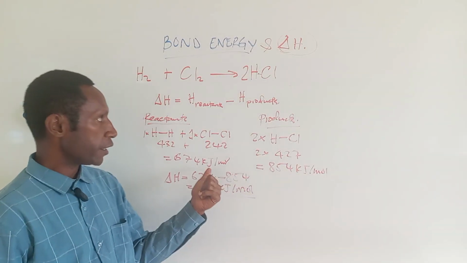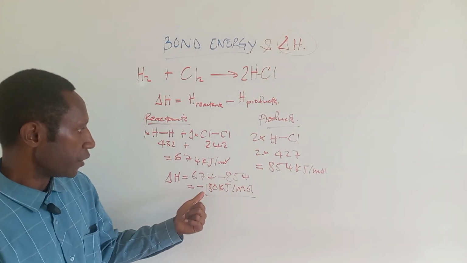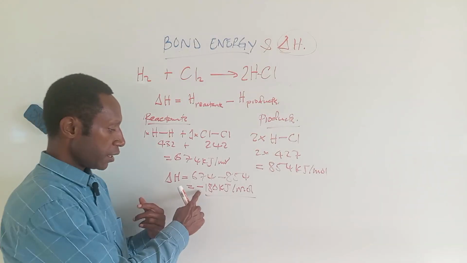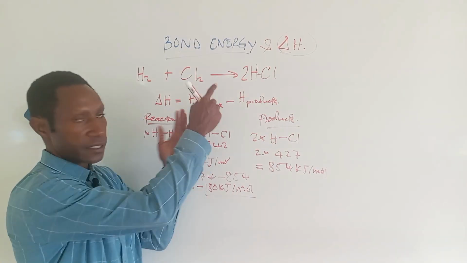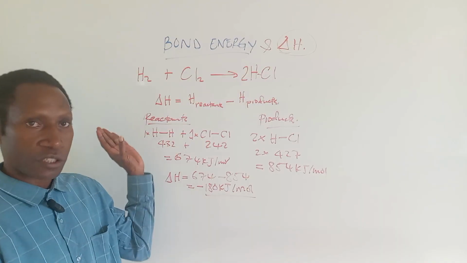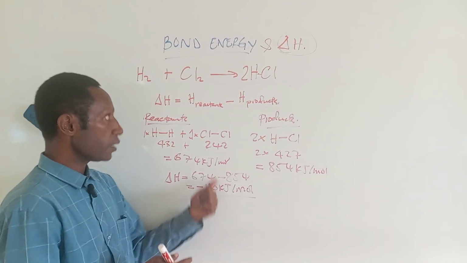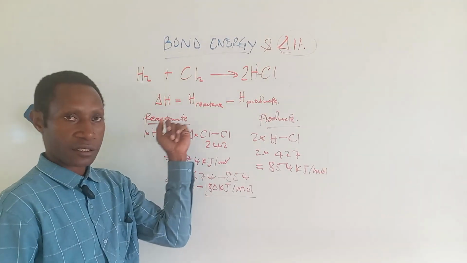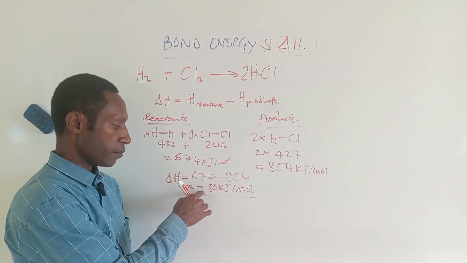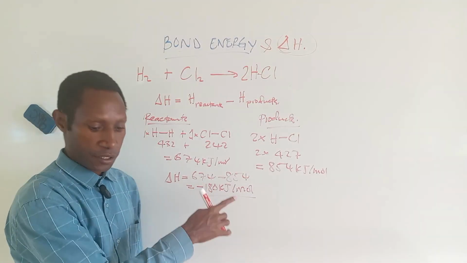Okay, so that's how we calculate bond energy and then calculate enthalpy. Now you see, enthalpy is negative, so that means the reaction is exothermic, meaning it produces heat. It releases heat when hydrogen and chlorine react. It releases 180 kilojoules of energy.